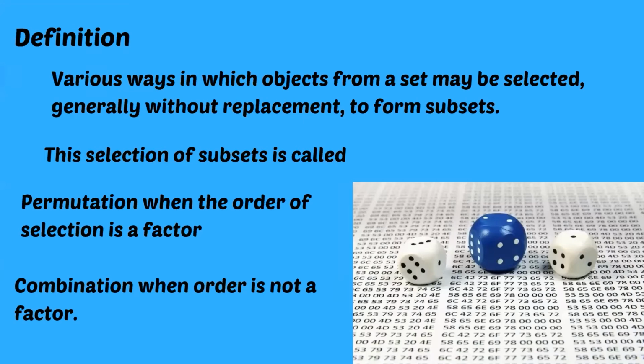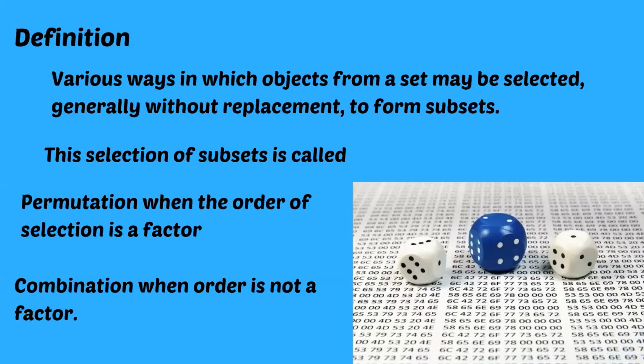So we can say this as the various ways in which the objects from a set may be selected, most probably without replacement, and we are forming different subsets of them. The selection of the subset, we can call permutation and combination.